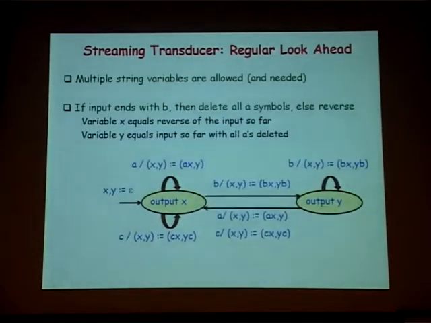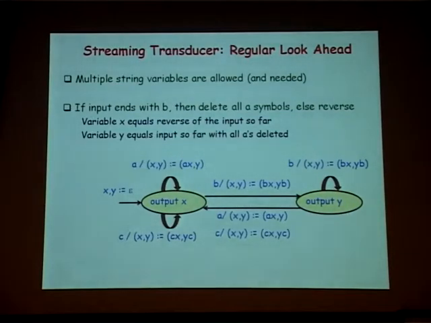So why do we need multiple variables? Suppose I want to say that if the input ends with B, then delete all A symbols, else reverse. So in general, think about if the input satisfies some property, compute this function, else compute some other function. Now, you don't know whether the input satisfies the property or not. I don't know a priori whether the input ends with B. The way a two-way transducer would do this is by storing the input on the tape, reading the whole input, figuring out whether the input ends with B, and then applying the right function.